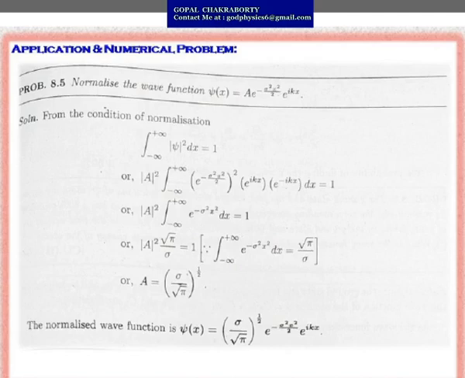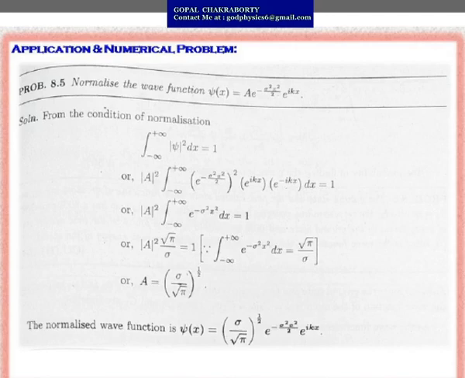Another example: normalize the wave function given psi equals A e to the power minus a square x square by 2 e to the power i k x. Again, we put the normalization condition, that means the total probability is 1. So integration minus infinity to plus infinity, we choose that limit because no boundary value is mentioned in the numerical. So we just put the lower limit minus infinity and upper limit plus infinity to cover all the area. So integration of mod of psi square dx is equal to 1.